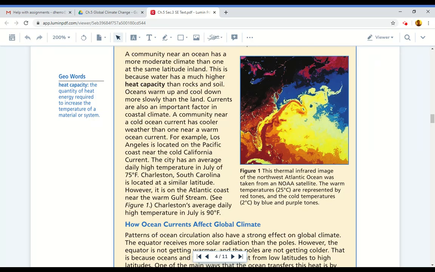For example, Los Angeles is located on the Pacific coast near the cold California current. The city has an average daily high temperature in July of 75 degrees. Charleston, South Carolina is located at a similar latitude. However, it is on the Atlantic coast near the warm Gulf Stream. Charleston's average daily high temperature in July is 90 degrees Fahrenheit.